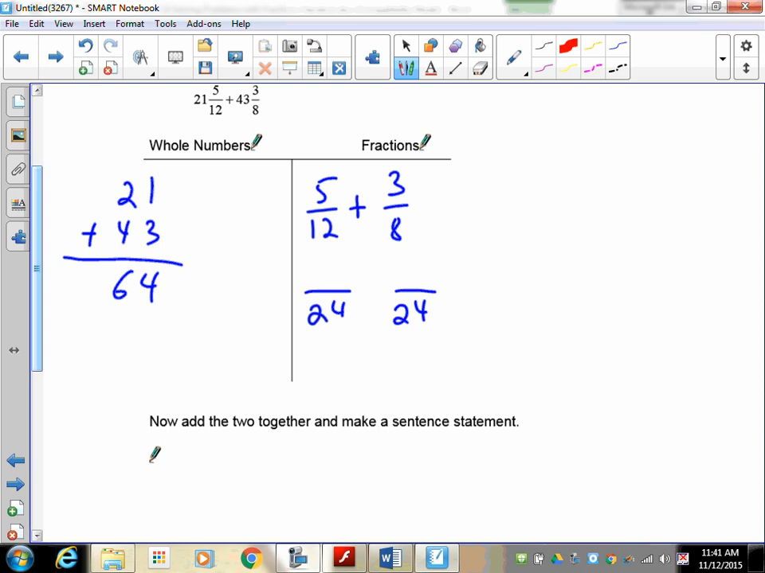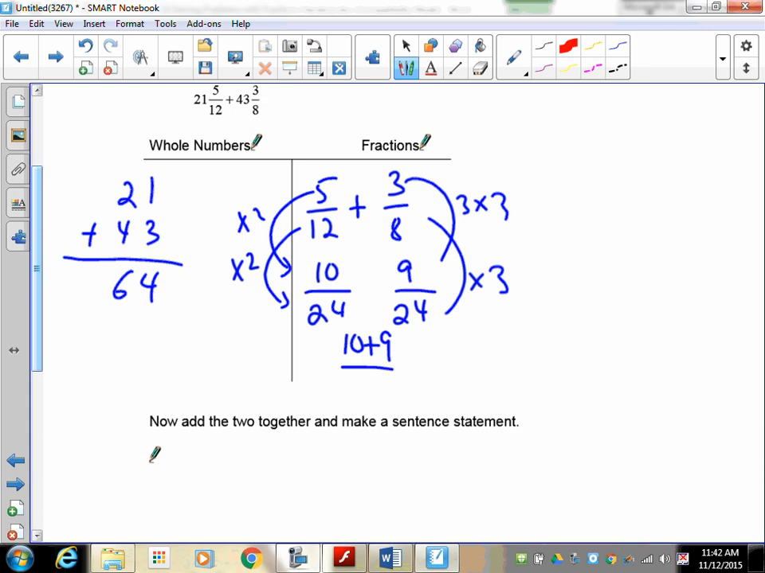To get 12 to be a 24, I'm multiplying by 2, so 5 times 2 gives me 10. 8 to 24 is multiplying by 3, so 3 times 3 is 9. So in this case, it's just 10 plus 9 over 24, which is 19 over 24. So by choosing a lowest common multiple, rather than taking 12 and multiplying by 8 and using 96, I have smaller numbers, they're easier to work with, and I get the answer fairly quickly.